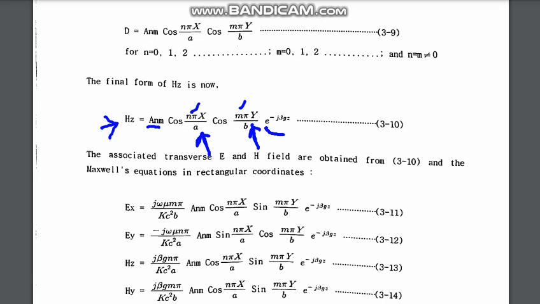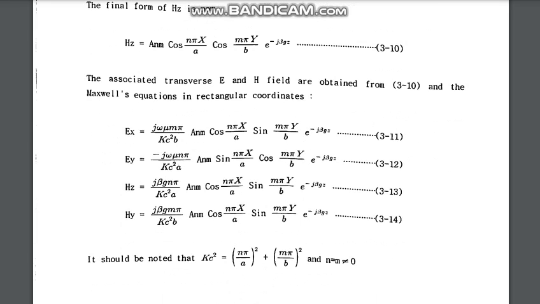And e to the power minus j beta gz is the propagation constant, which depends on how much it will propagate and in which direction it will propagate. The total propagation characteristics depend on the e to the power minus j beta gz part. Now after getting this, there are four other equations in the x and y directions, and we get the values of the electric field in the x and y directions, and the magnetic field in the z and y directions, as you can find out.